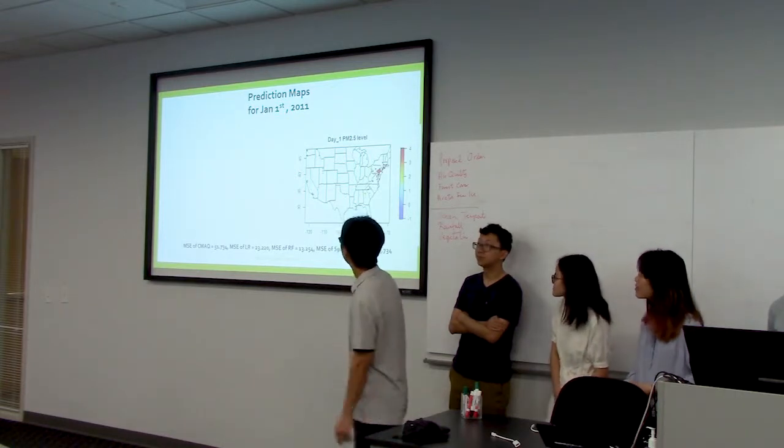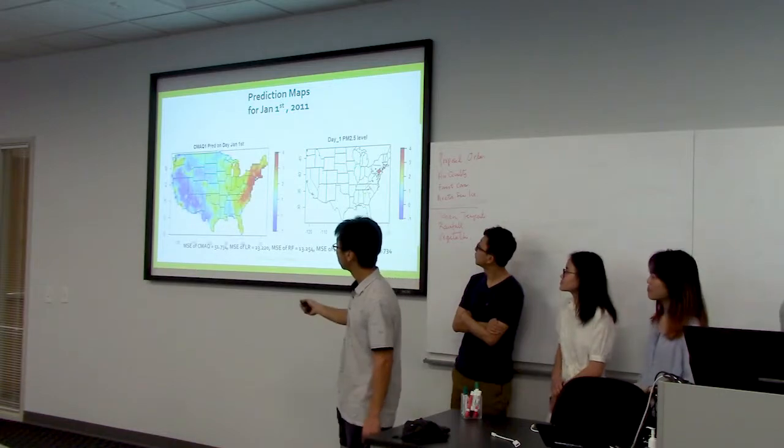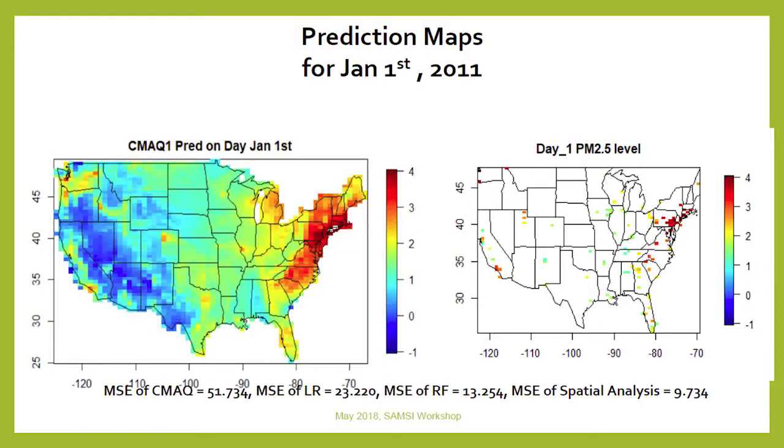Yeah. So here you can see that this is a measurement. This is the actual values from the stations. And here's a prediction for CMAQ. As you can see here, CMAQ does a pretty decent job for the eastern half of the US, because the eastern half of the US has so many stations. But for the western part, there are very few stations. So as a result, CMAQ predicts the west coast as super extreme, super dark blue.